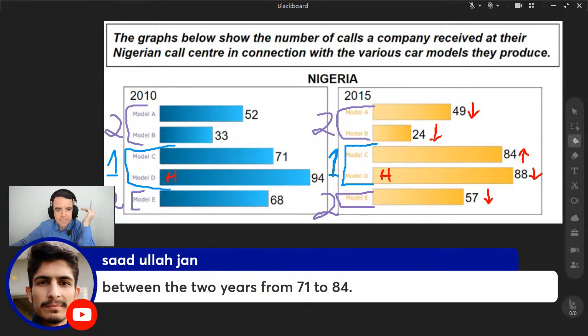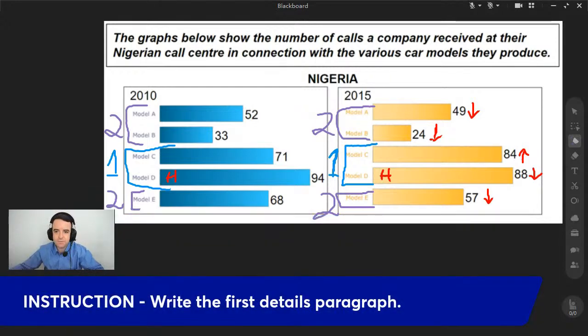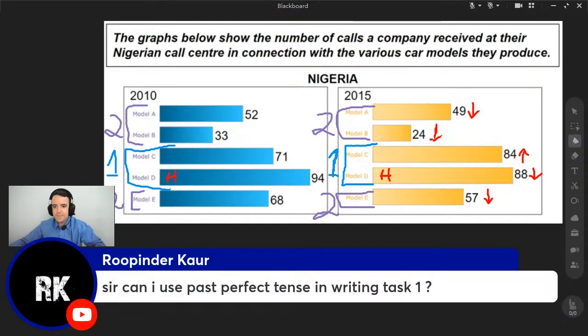Yeah, you've got a really strong grasp of the English language and a really strong grasp of how to write a task one essay. So you're in a good position there, Sad. Kring, you're very welcome. Sir, can I use past perfect tense in writing task one?